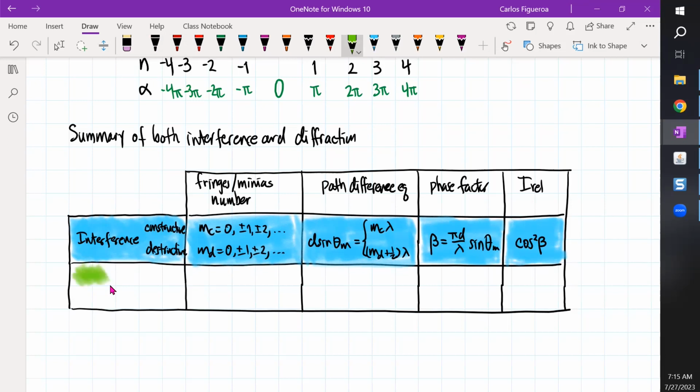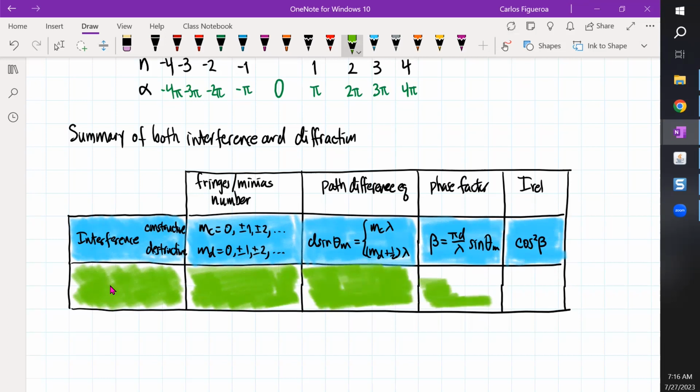So now if I go to diffraction, I want to separate diffraction from interference. But remember what I said, they're very closely connected. I really cannot separate the two. And so we would expect that there are going to be subtle differences between these guys. And here we go. We have diffraction, and in diffraction, we have constructive and destructive.